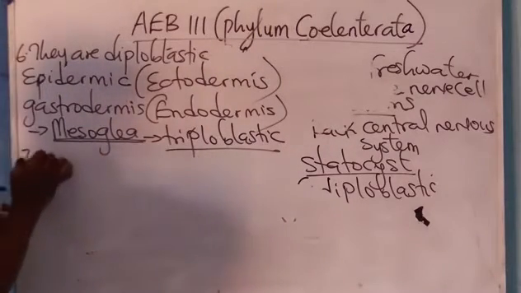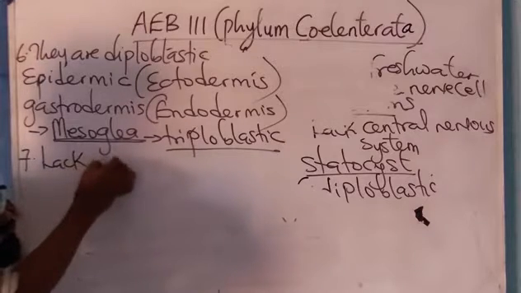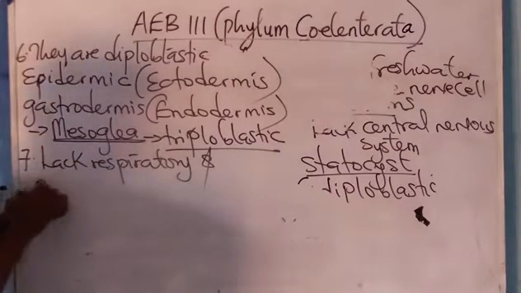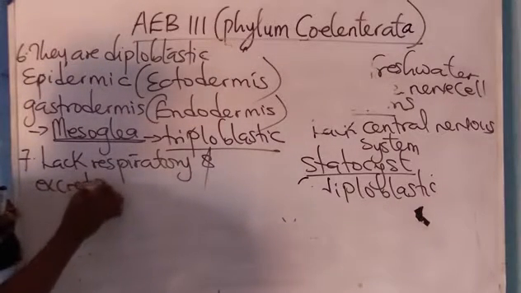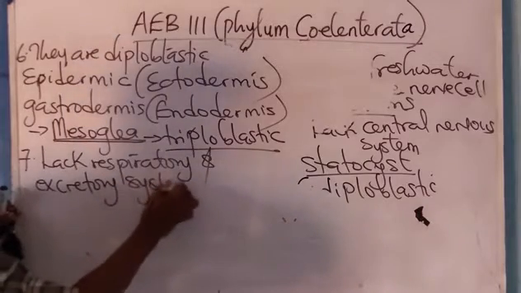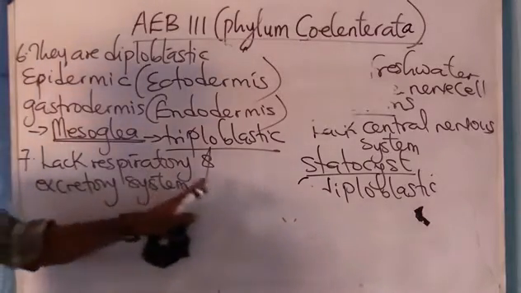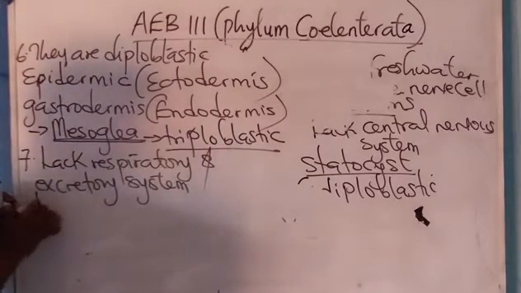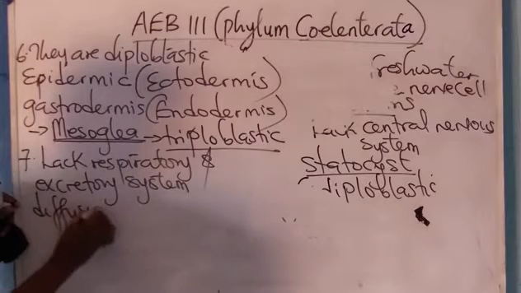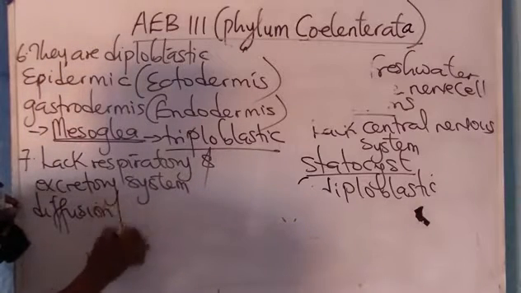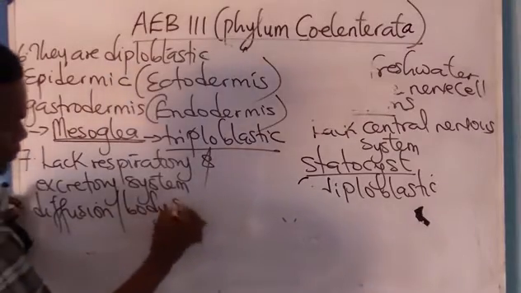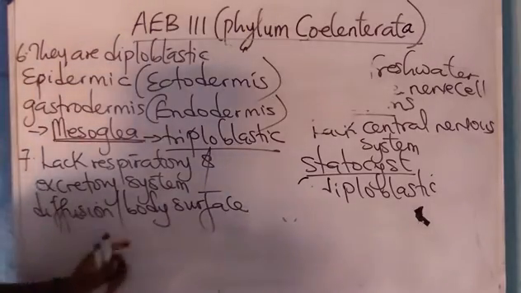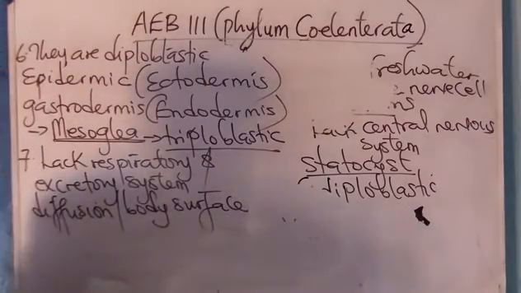Number 7, they lack respiratory and excretory systems. They lack respiratory and what? Excretory system. Respiration is through diffusion through body surface. Do not forget that.